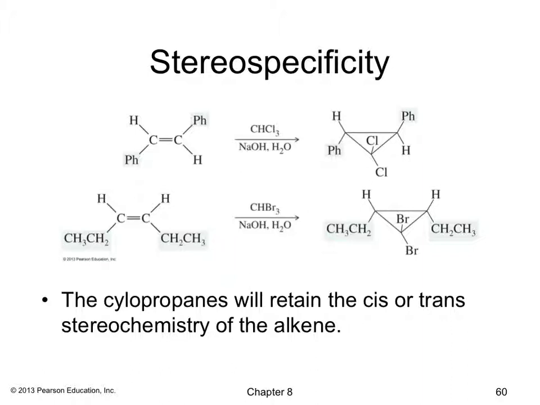What's important is stereospecificity for these reactions. If you have a trans alkene in the presence of, this is chloroform, you're going to generate the cyclopropane, but the stereochemistry of that trans system still remains. If you have it in cis, this is bromoform, again, the cis stereochemistry remains.